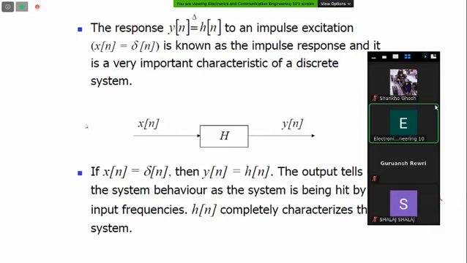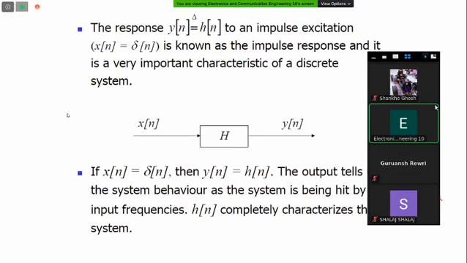Now, if you take the Fourier transform of the function x[n] equal to delta[n], the Fourier transform will be a flat response. If the response is flat, that means the frequency response is flat. What is the meaning of that? At all values of frequencies, the system behavior is the same.